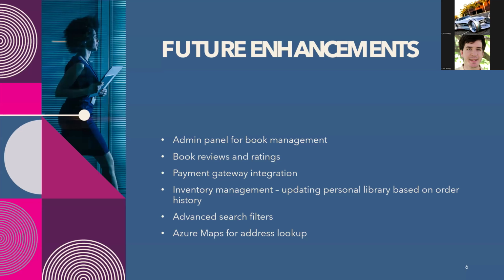Feature enhancements: we are considering an admin panel for book management, book reviews and ratings, payment gateway integration, mostly through sites like PayPal, and inventory management, mostly in updating the personal library based on the order history of the owner. Order history has been implemented, as you'll see during the presentation. Advanced search features: a rudimentary search feature has also been implemented, but we would like to make it more advanced, searching by genre instead of just titles and the like.